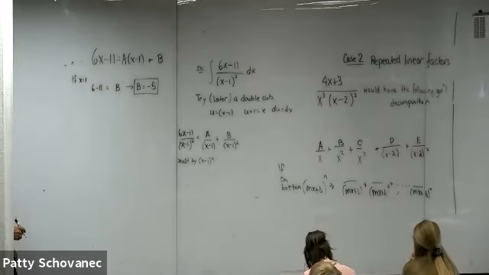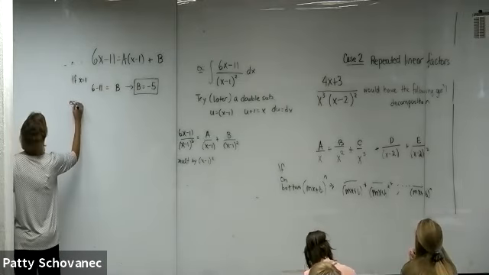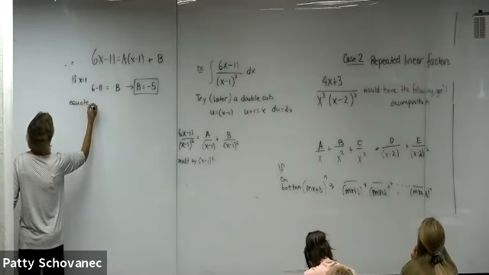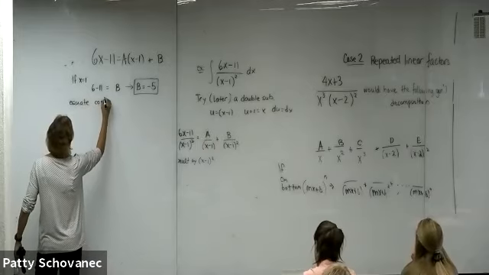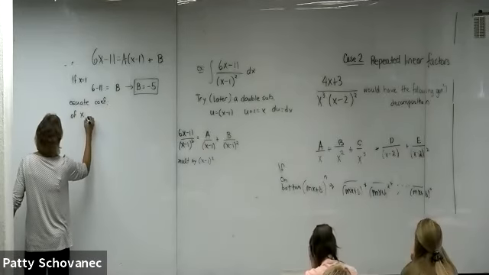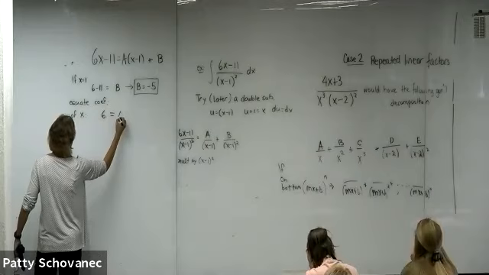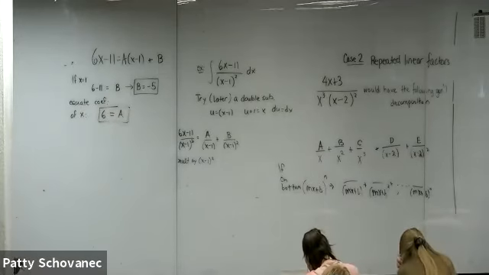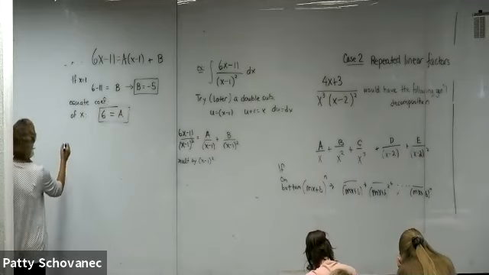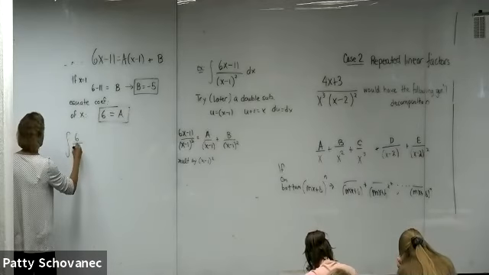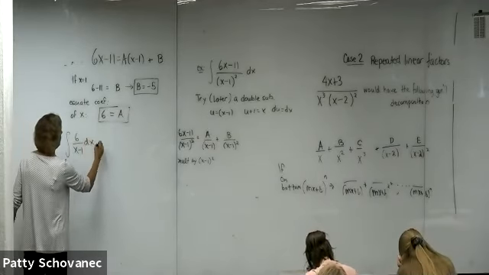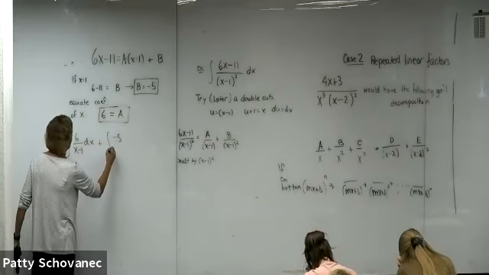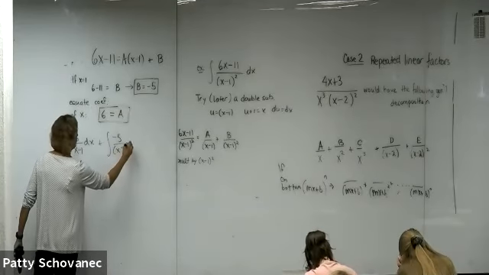Equate coefficients. A is the only one with x, right? See, so here we can do some combination. So 6 is the coefficient of x over here. A is the only thing that has an x over there. And so we're going to integrate 6 over x minus 1 plus negative 5 over x minus 1 squared.